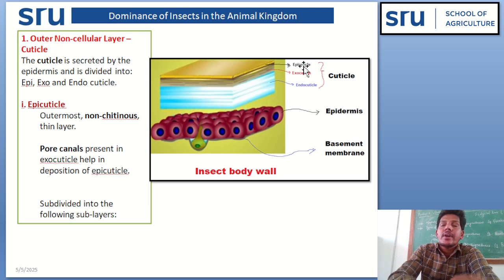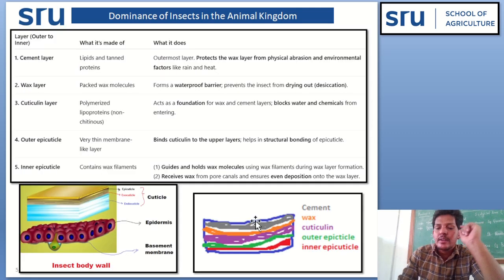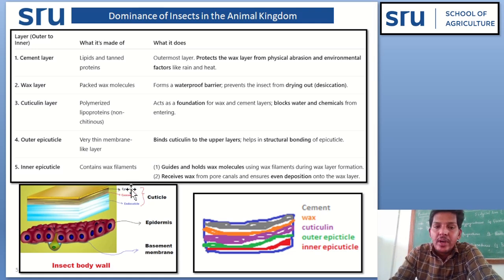This epicuticle is again divided into 5 layers. The cuticle consists of 3 layers: epicuticle, exocuticle, and endocuticle, and the epicuticle again consists of 5 layers. The first layer is the cement layer, the second is the wax layer, the third is the cuticulin layer, the fourth is the outer epicuticle, and the fifth is the inner epicuticle.